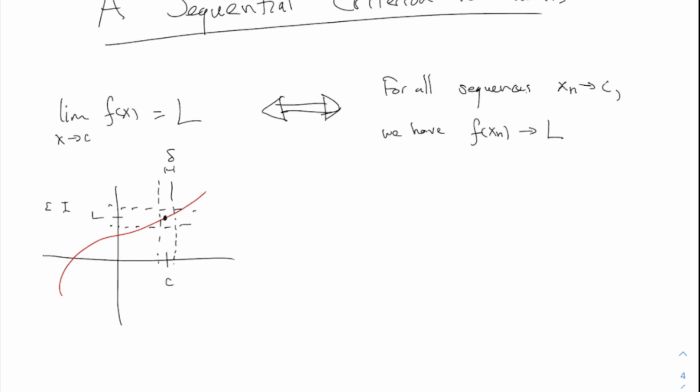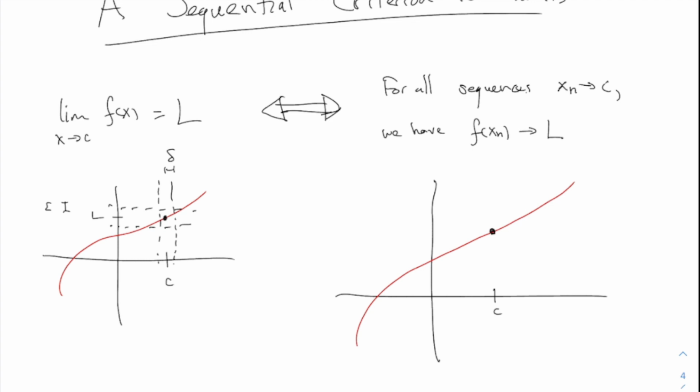Whereas the picture that I have in mind for the definition over there, they are equivalent, is I'm going to draw the same function. I have c here, and L here. The picture from the sequential point of view, in terms of sequences, is I imagine a bunch of points here which are approaching the c. These are the xn's. It's a sequence of points which approaches the c.